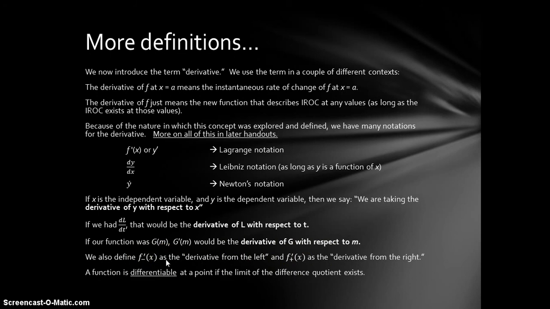Finally, we have a term called differentiable. We say a function is differentiable at a point if the limit of the difference quotient exists. The difference quotient has to do with our instantaneous rate of change. If the limit of our instantaneous rate of change exists, then the function has a derivative at that point. We use the term differentiable to describe that.